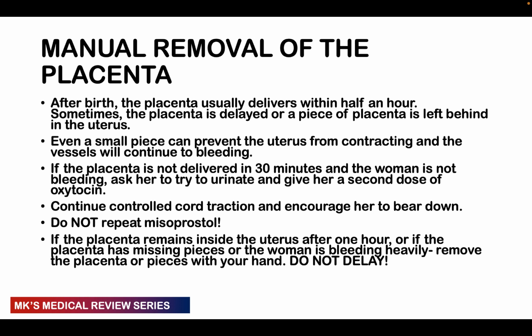So if the placenta is not delivered within 30 minutes and the woman is not bleeding, then you can ask her to urinate, then give her a second dose of oxytocin. Continue with the cord traction and encourage her to keep bearing down, but you don't have to give misoprostol if you have already given it. If the placenta has remained inside after 1 hour, or if the placenta has missing pieces and the woman is heavily bleeding, then you have to remove the placenta or the pieces manually with your hand. You shouldn't delay at any point.